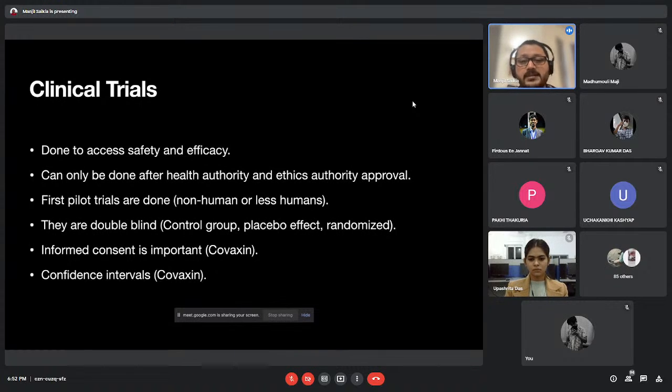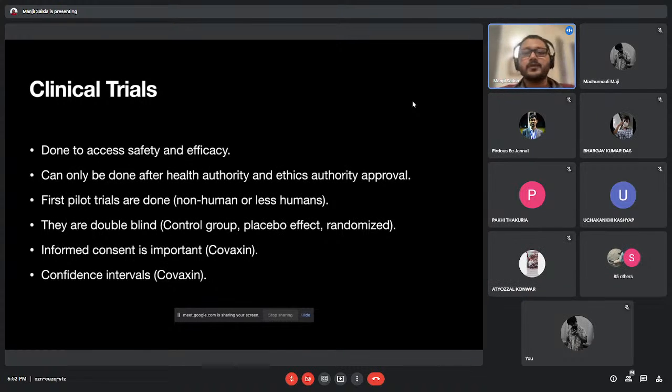Sometimes it happens that the medicine you're testing does not work for what you're testing, but it might work for something else. Then you cannot say, oh, I was doing the trial originally for this something else only, it was not my intention to test it for what I was supposed to test. That you cannot say. You have to be clear in the beginning about what you are testing. The first stage is to do some pilot trials, usually in non-humans, mostly monkeys and chimpanzees and so on. Then sometimes in a very small number of humans, maybe like 10 people. They are usually double blind.